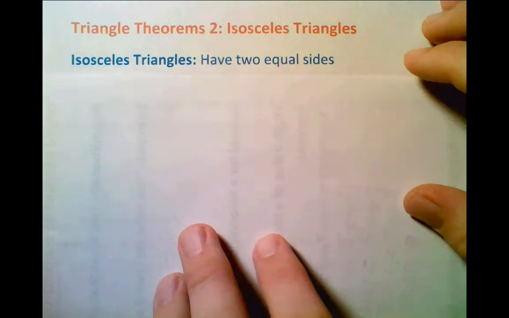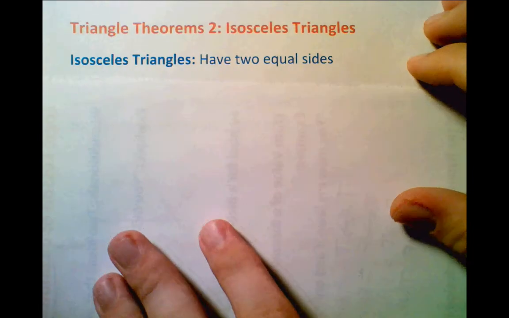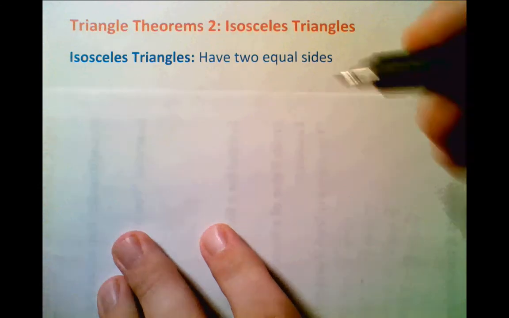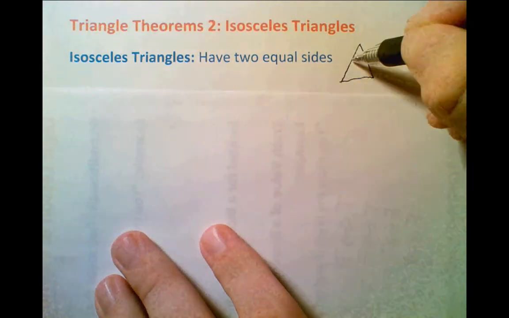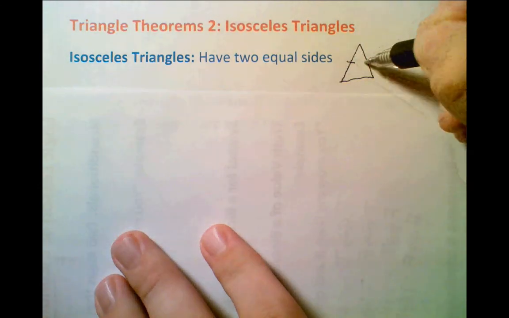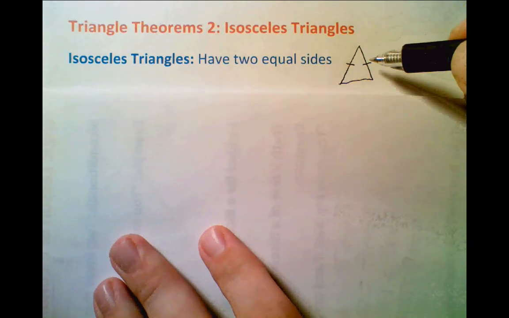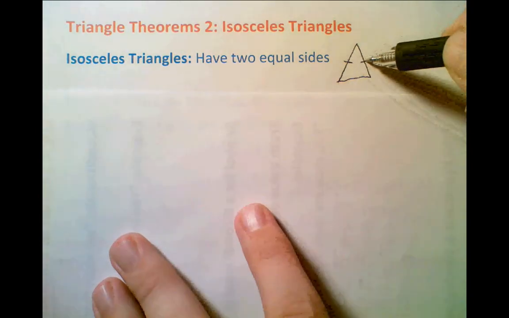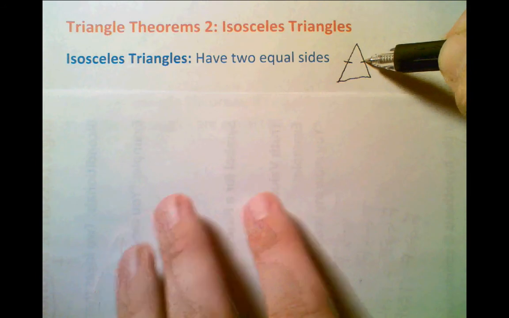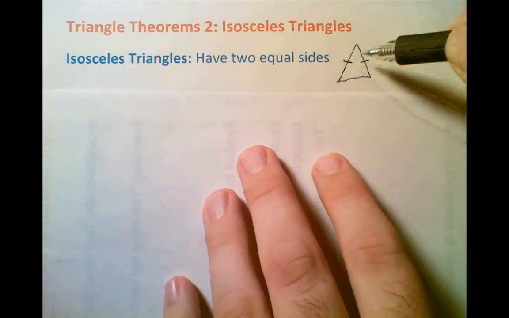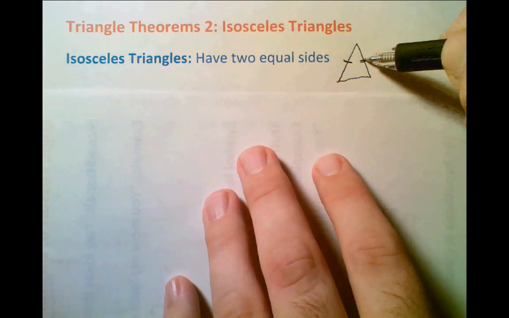First things first, isosceles triangles have two equal sides. So basically it's a triangle and two of the sides have the same measure. Now, just to give you a little indication, when we indicate the equal sides, you put one line on both sides that are the same.